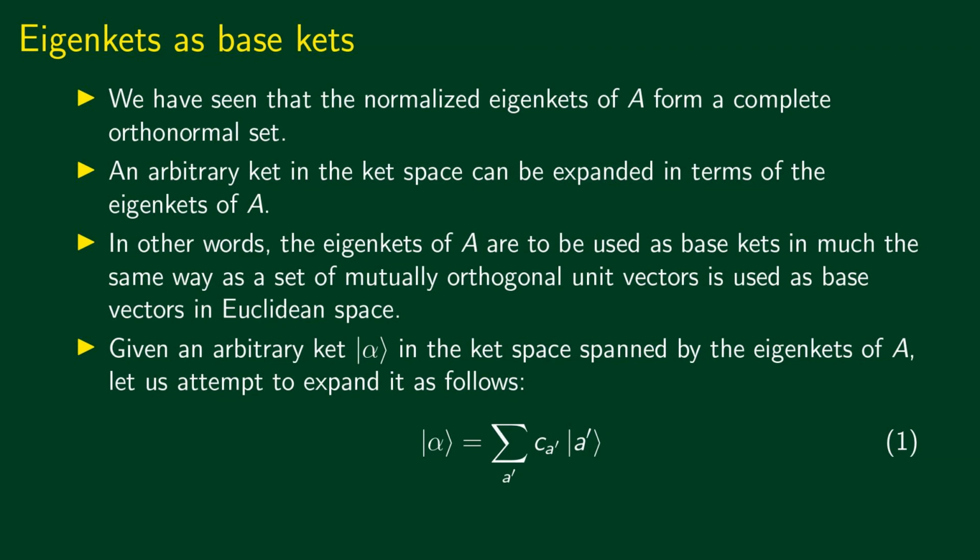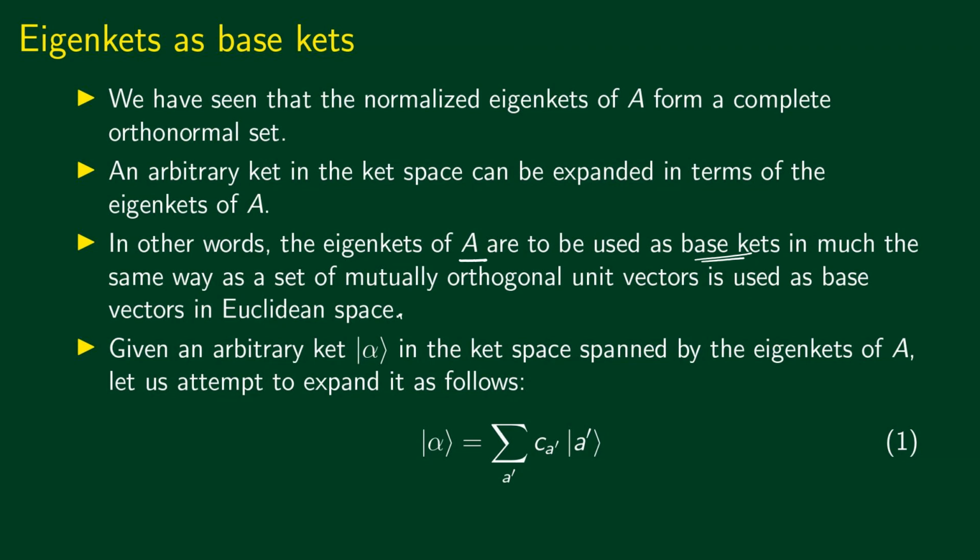In other words, the eigenkets of A are to be used as base kets. It's the same thing as saying that we can use the eigenkets of A as base kets, or the set of eigenkets of A can be considered as a base set, or a set of basis vectors, in much the same way as a set of mutually orthogonal unit vectors is used as base vectors in Euclidean space. Let's talk a little bit more about Euclidean space, because we can understand many things by comparing it with the Euclidean vector space.